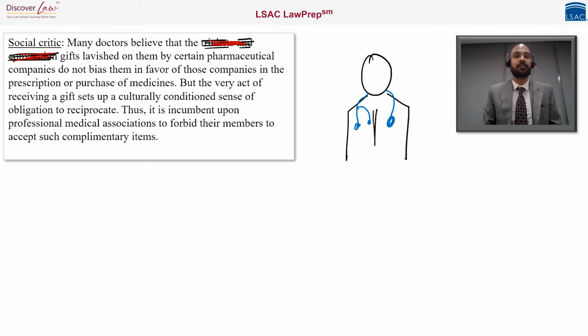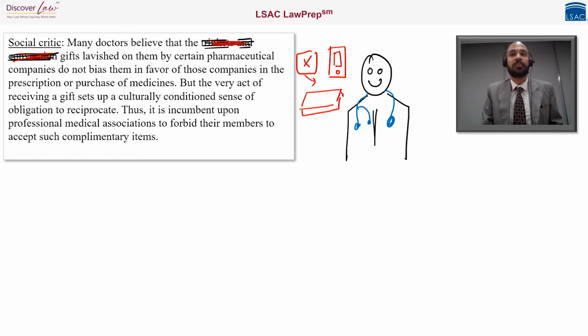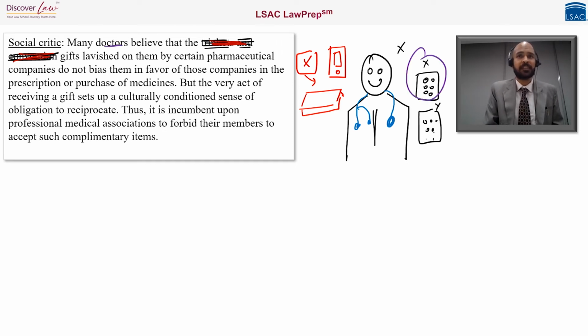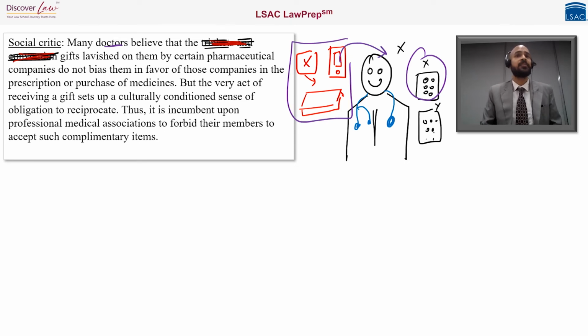Now it says that this doctor, if let's say a company X, a pharmaceutical company, gives him a gift, let's say it's a box of sweets, or maybe it's a phone. Let's say the doctor receives these gifts from the pharmaceutical company. This does not bias him when he starts prescribing his drugs. So let's say this is the medicine that has been made by company X, and the same medicines are also made by a company Y. It says it does not bias him in favor of X. So doctors believe that the gifts that they receive do not bias them in favor of a company.